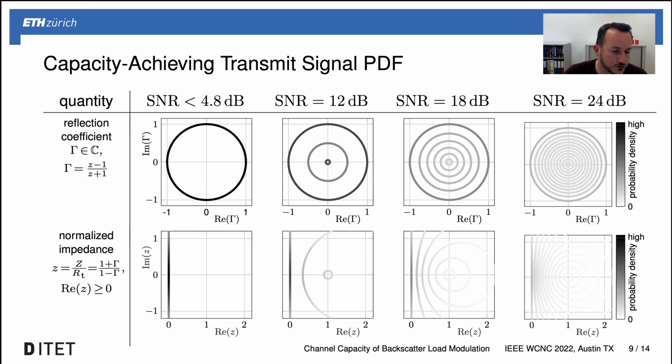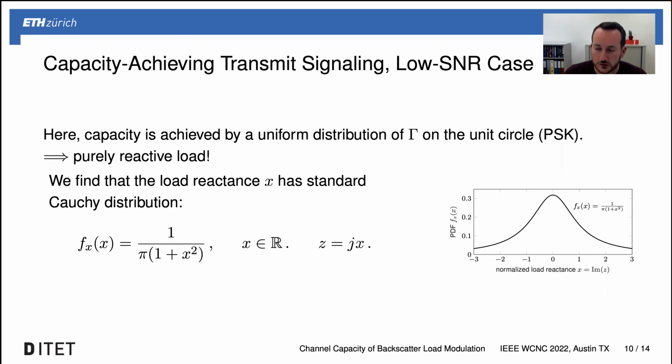For this case, at low SNR, we can describe the statistics of the reactance in closed form. We find out that we have a Cauchy distribution here of the reactance. So that means when you have a purely reactive load and your reactance has Cauchy distribution, you achieve capacity at low SNR. Quite nice. And this is also the capacity if the constraint would be that the load is always reactive. Then it's the capacity in any case.